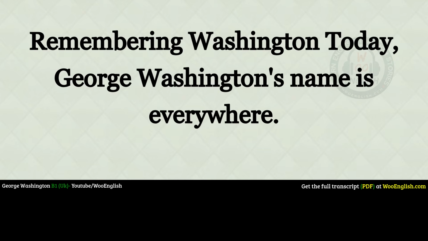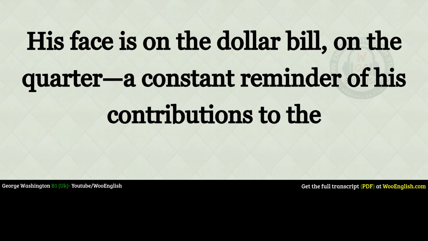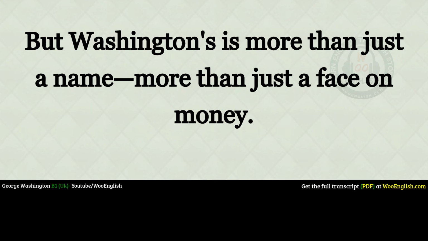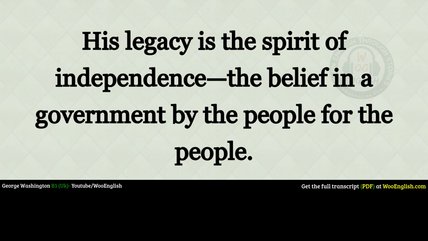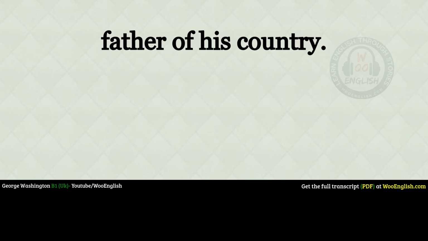Chapter 11. Remembering Washington. Today, George Washington's name is everywhere. It's on schools, cities, bridges, and even the capital of the United States itself, Washington, D.C. His face is on the dollar bill, on the quarter, a constant reminder of his contributions to the country he helped create. But Washington's legacy is more than just a name, more than just a face on money. His legacy is the spirit of independence, the belief in a government by the people, for the people. George Washington's story began long before he became a symbol, before he was celebrated as the father of his country.